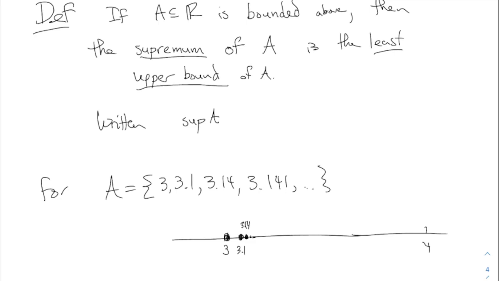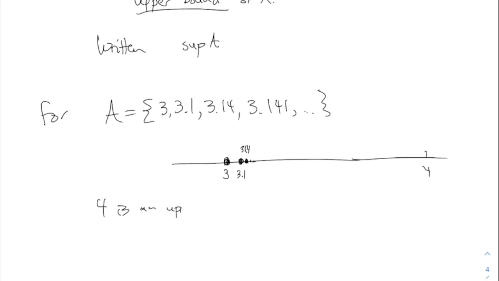Is it bounded above? Like, is there some number that's bigger than all the elements of the set? Yes, definitely. Like 4, for example, is an upper bound for that set. So I will say 4 is an upper bound. So A is bounded above. There's nothing special about 4, though. 4 is actually bigger than it needs to be. Like 3.5 is also an upper bound. Even 3.2 is bigger than everything in that set. What is the least upper bound?